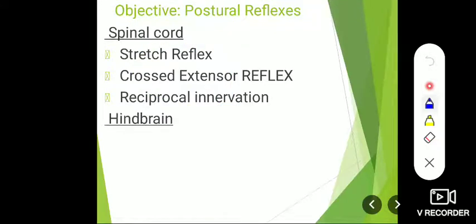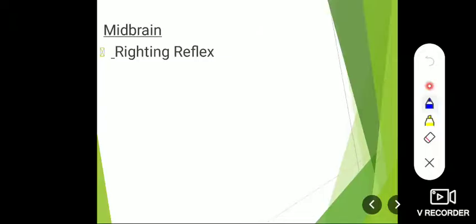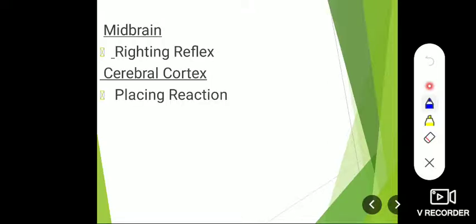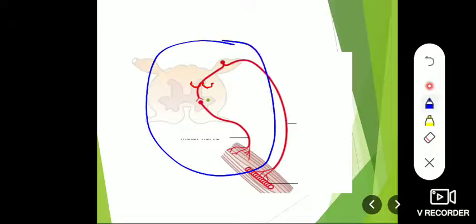Then at the hindbrain level, there are two reflexes, the tonic neck reflex and vestibular reflexes. Then if you go just above, at the midbrain it is the righting reflex. We'll see what the righting reflex is. And at the cerebral cortex there are two reflexes called the placing reaction and hopping reaction.